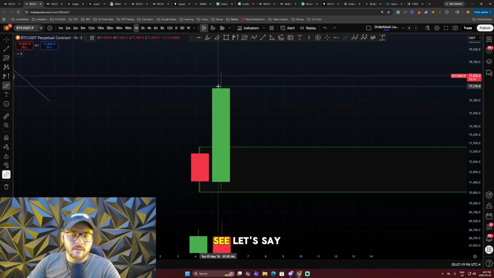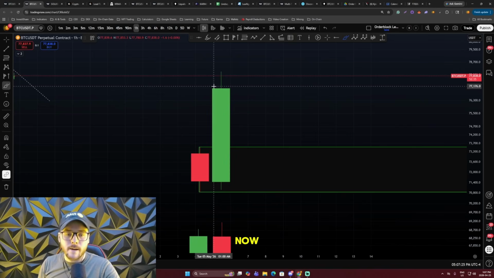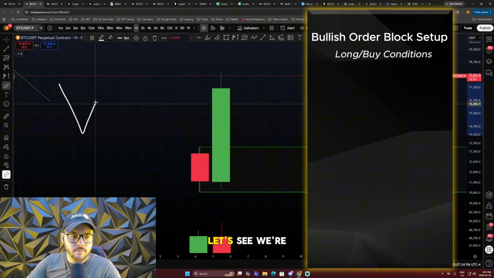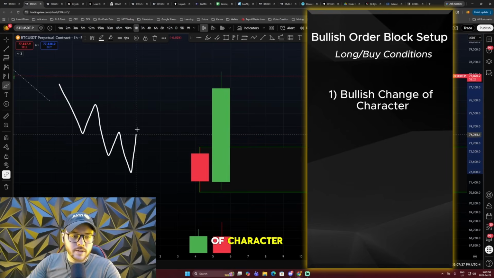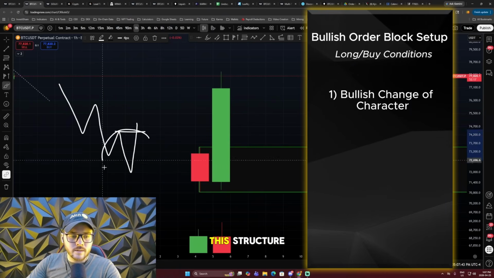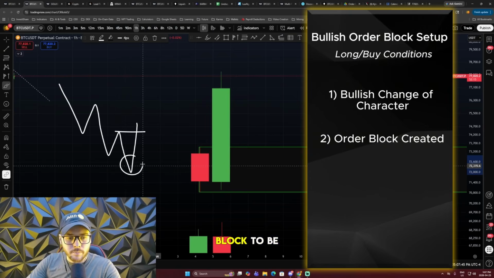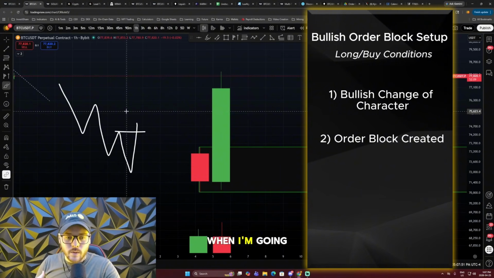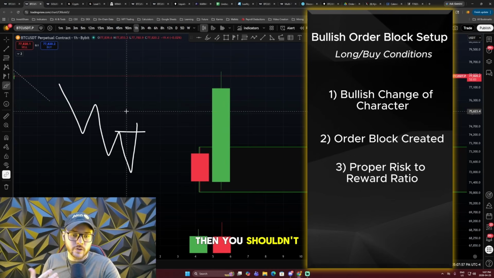So let's say all your rules are met. For me, this might be gibberish for you right now, but what I like to see happen is a bullish change of character. It'll look a little bit like this, we're going down in a downtrend, like a bullish change of character. And then within this structure, I would hope for an order block to be on the lower side. What I really like to see when I'm going to jump into a trade is a proper risk to reward ratio. If there's no proper risk to reward ratio, then you shouldn't be jumping into the trade, no matter what your rules are.